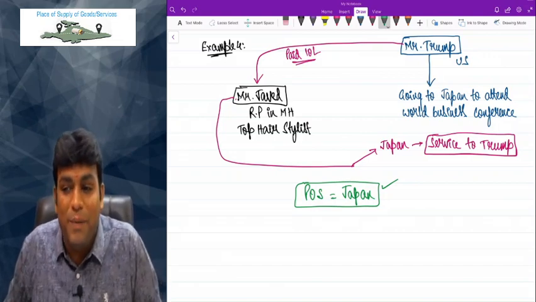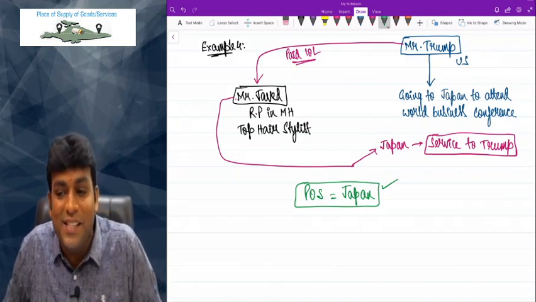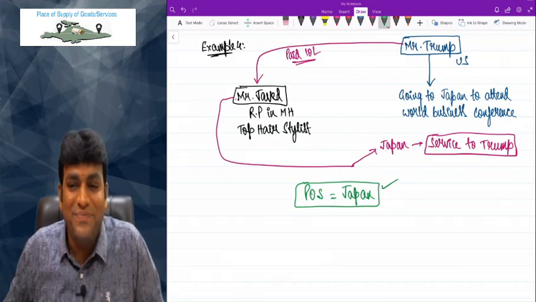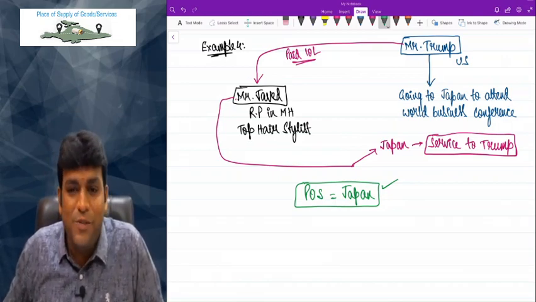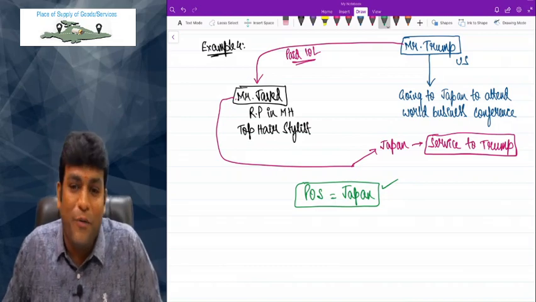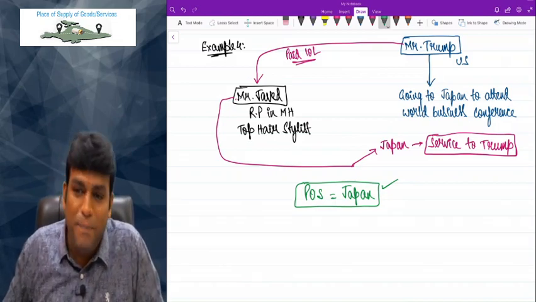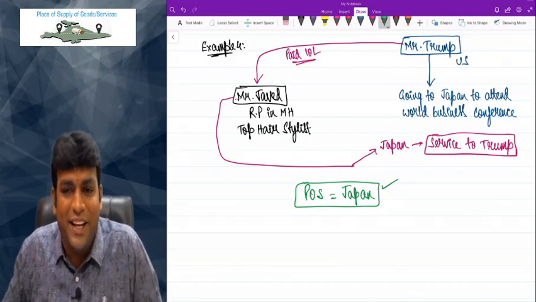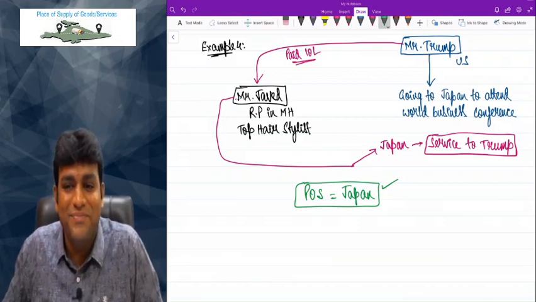Because place of supply will be the place where services are actually performed. And they're actually performed in Japan. So place of supply will become Japan, my dear friends. Without any second thought, that becomes the answer.